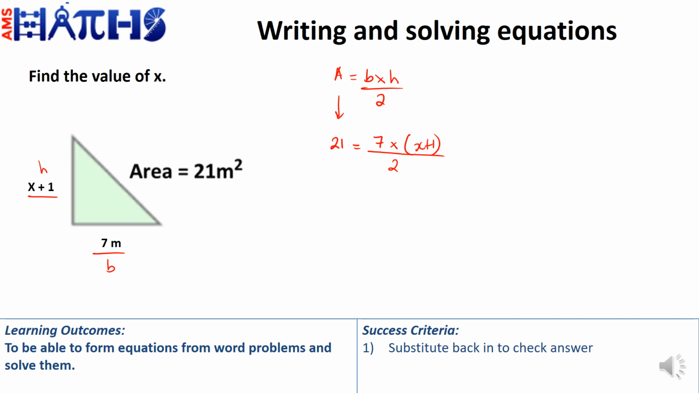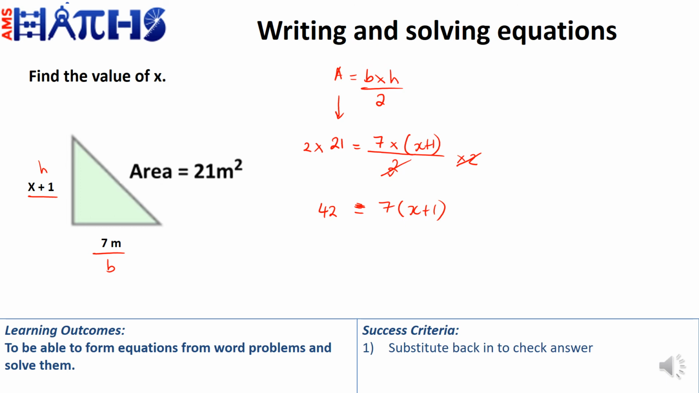What we can do next is to multiply both sides by 2 to get rid of this denominator of 2. So 21 times 2 is 42, right? And then when we multiply 7 times x plus 1 over 2 by 2, the 2s will cancel and leave you with 7 times x plus 1. You don't need to put the multiply sign there, because we know that when we put brackets beside a number, we are to multiply them. So we have a brackets question to solve now.